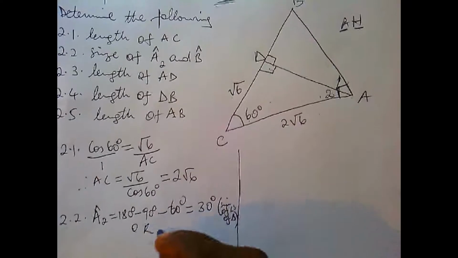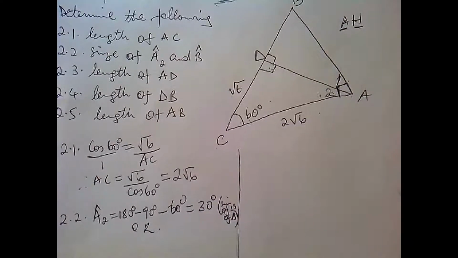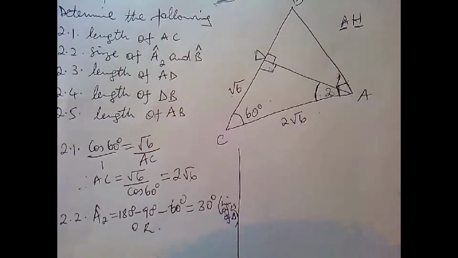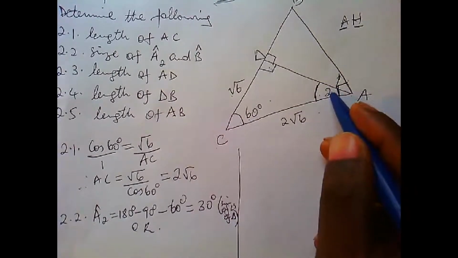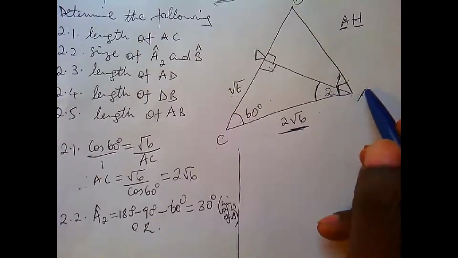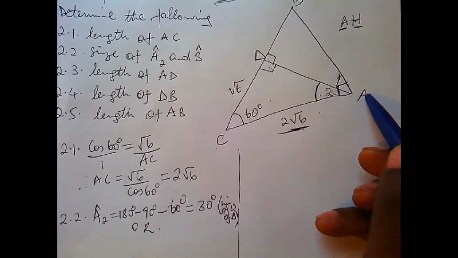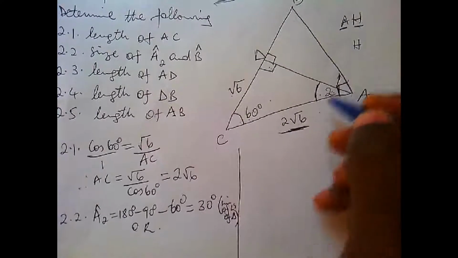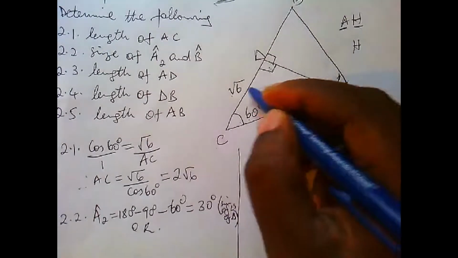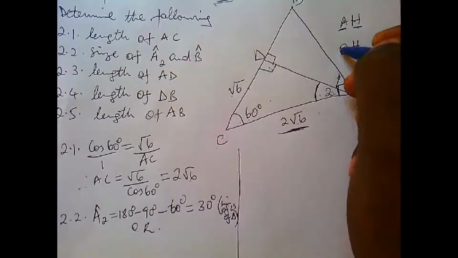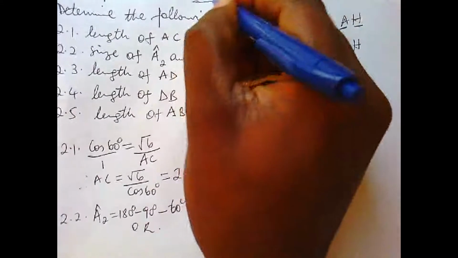The alternative way, using trigonometry, is to use what was given initially. You want to find this angle, which you're going to refer to as angle A2. I know the hypotenuse as well as the side opposite A2, which is square root of 6. So I know the opposite and I know the hypotenuse, which means I can simply use sine.